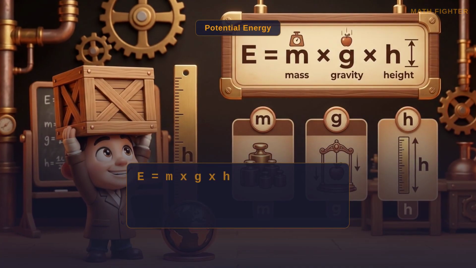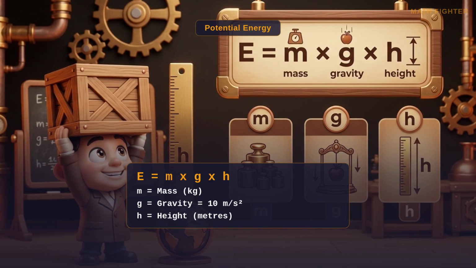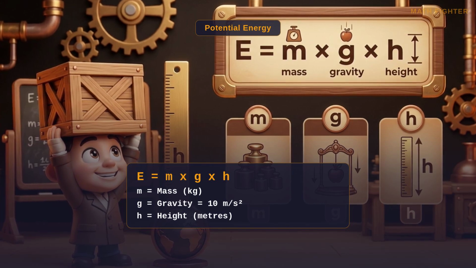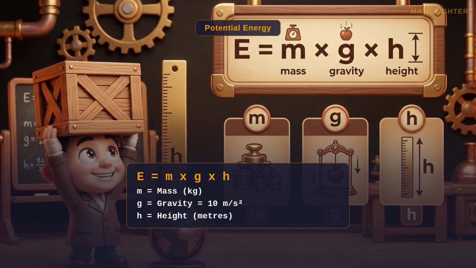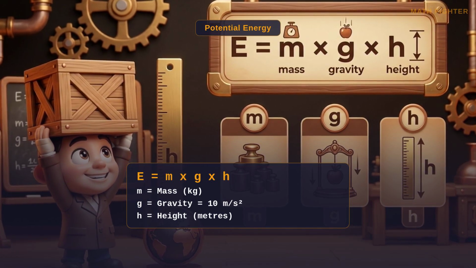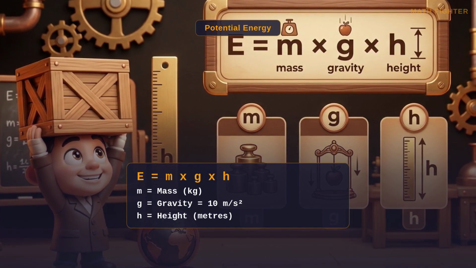Now for potential energy. When you lift something up, it stores energy, like a battery waiting to go. The formula is E equals M times G times H. M is the mass in kilograms. G is gravity, we use 10 in this game. And H is the height in meters. The higher and heavier something is, the more energy it stores.